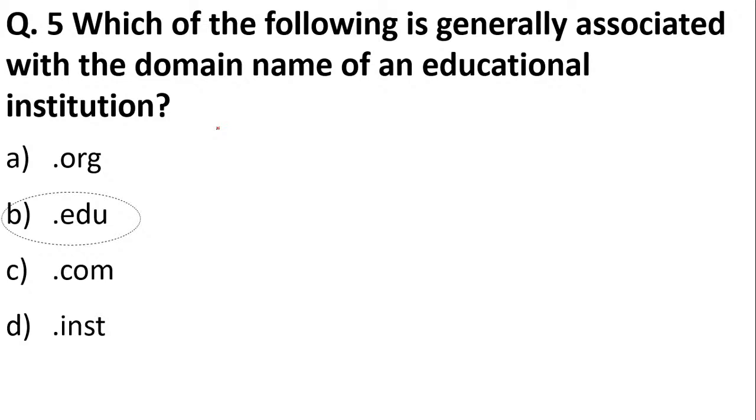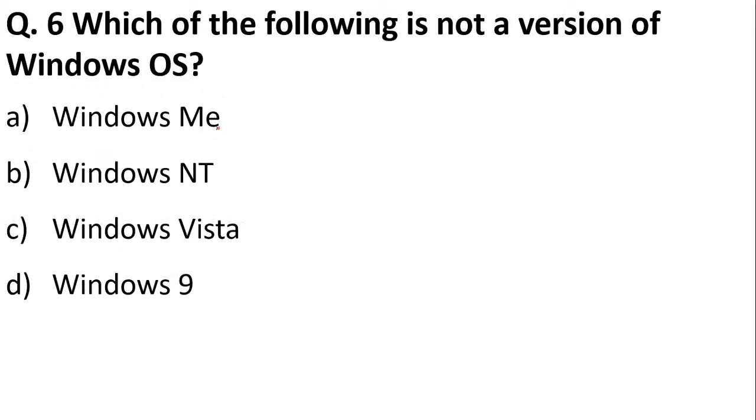So, next is, which of the following is not a version of Windows operating system? Windows is a widely used operating system. We have other examples like Ubuntu, Linux. These are other famous operating systems, but the most widely used for personal use and even office use is Windows. And every time a new functionality or feature is added into a software, a new version comes up.